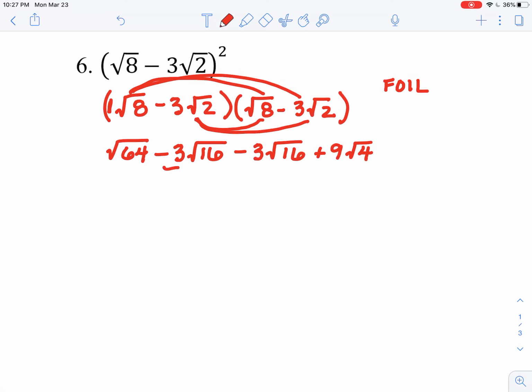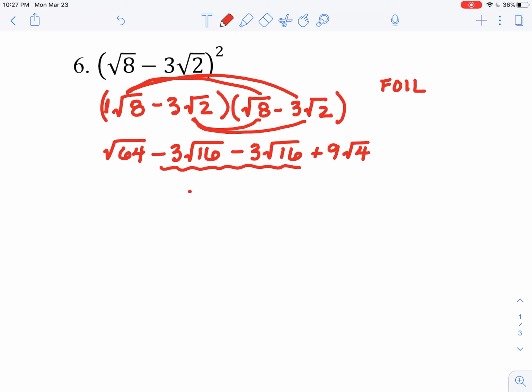Just like in the last question, my middle two terms do combine together. So negative 3 root 16 minus 3 root 16 makes negative 6 times the square root of 16. Then I'm going to look to simplify each of my radicals. Luckily, we have a lot of perfect squares here. So the square root of 64 is a perfect square number. So the square root of 64 is just an 8.